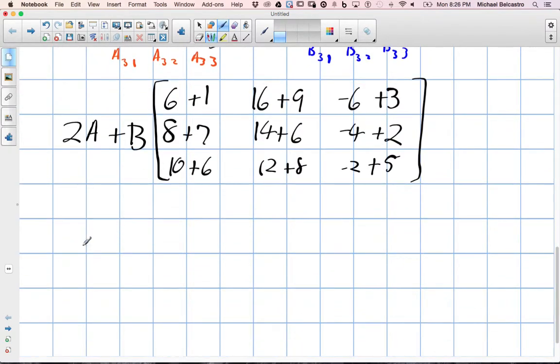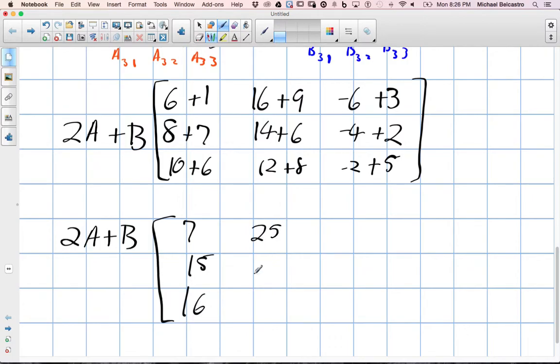So let's quickly carry it out. We have 2A plus B, and we're going to have 7. Oh, I didn't really make that long enough. Hold on. We're going to have 7, 15, 16. This will be 25, 20, 20, and this will become -3, -2, positive 3. I don't need to write the positive in. I hope I did that right. I did it quickly there. I think that's right. Okay, so there's our new matrix.